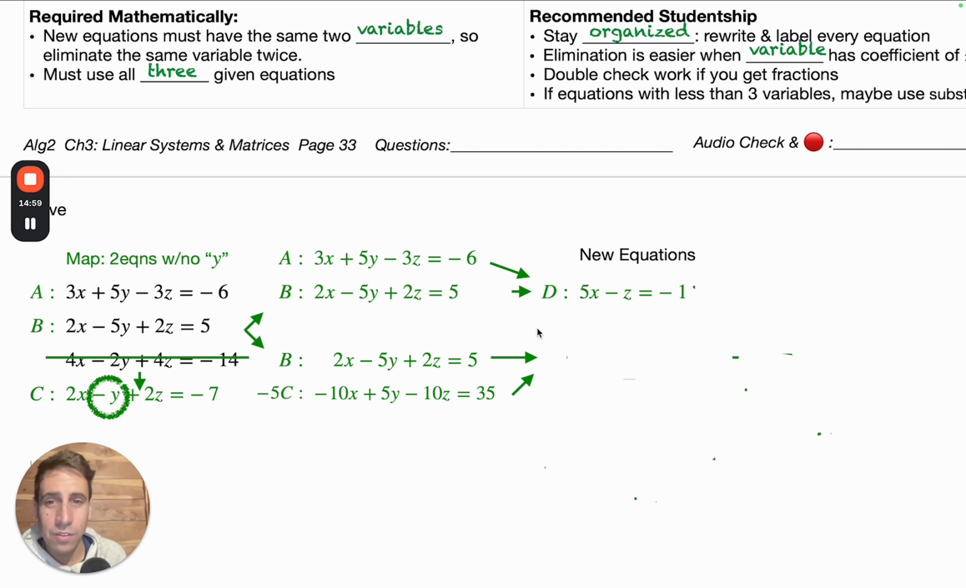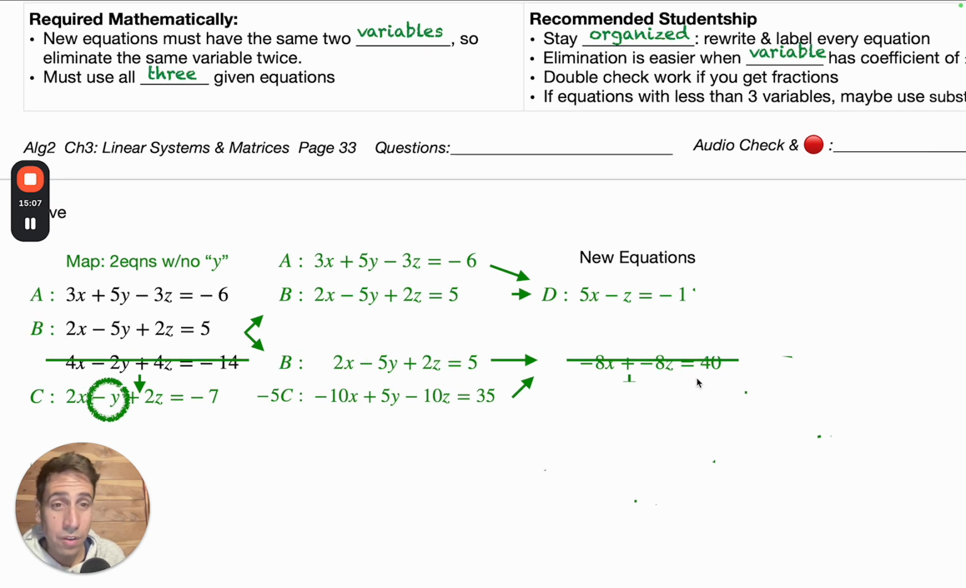And then if I add these two together, I get negative 8x plus negative 8z is equal to 40. But I notice that all three of those terms have a greatest common factor of 8. So I'm going to divide the entire equation by 8, or by negative 8, and I get x plus z is equal to -5. And I'll call those equation D and equation E.